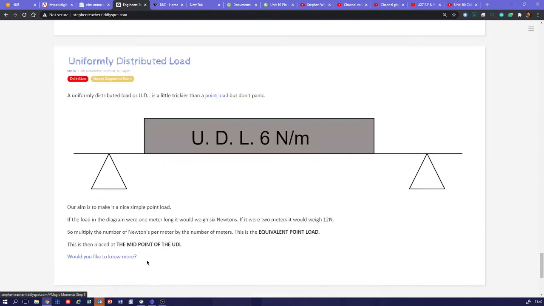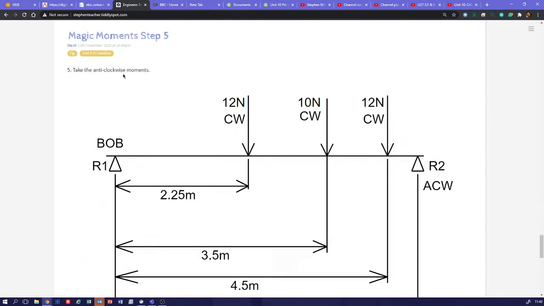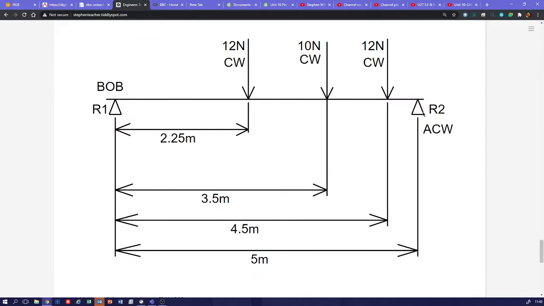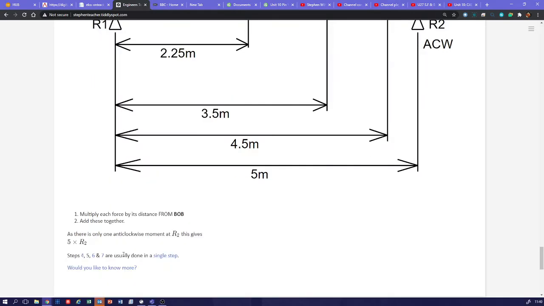So yes, we'd like to know more. Take the anti-clockwise moment. We've only got one anti-clockwise moment here, and that's R2, which is 5 meters away from the point. So we've got 5 times R2, force times distance. It looks like 5 times R2. Multiply each force by its distance from the point and add these together. In this case, we've only got the one. That's often going to be true, but might not always be.